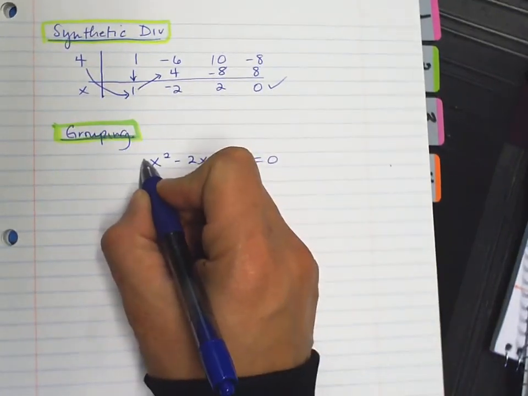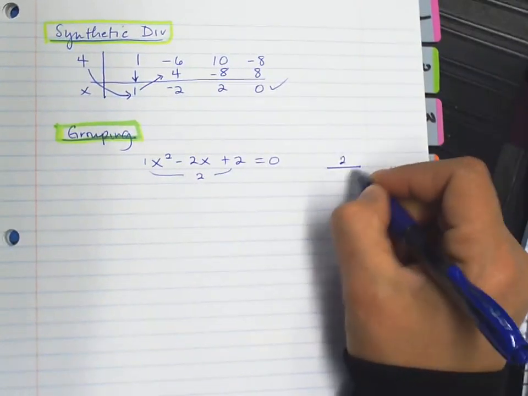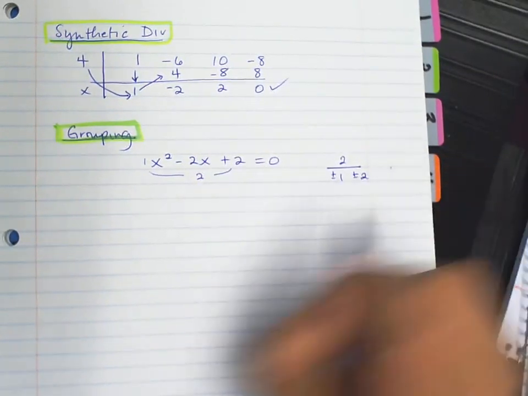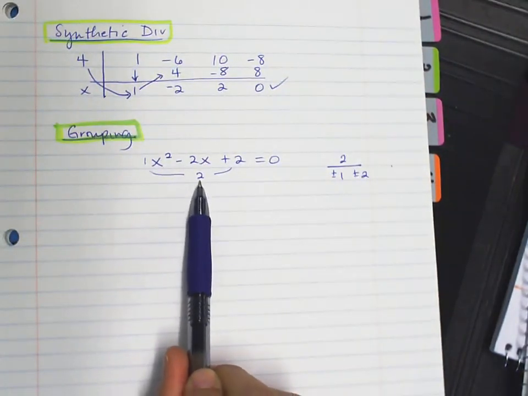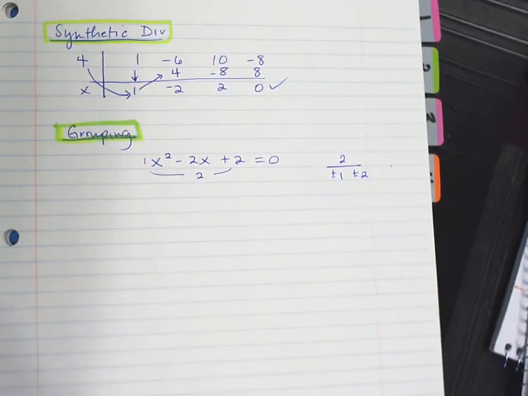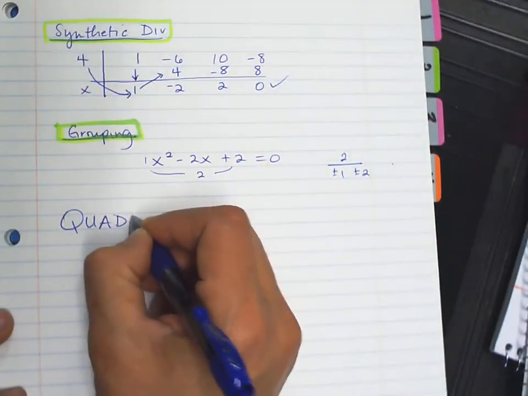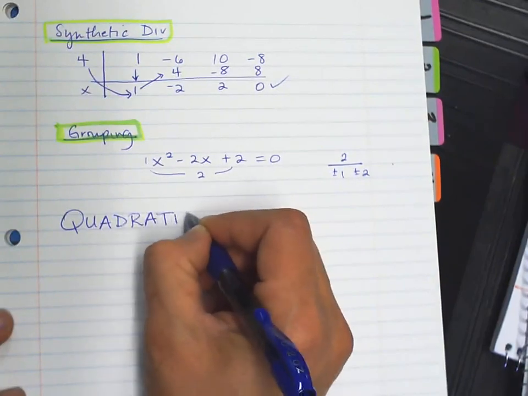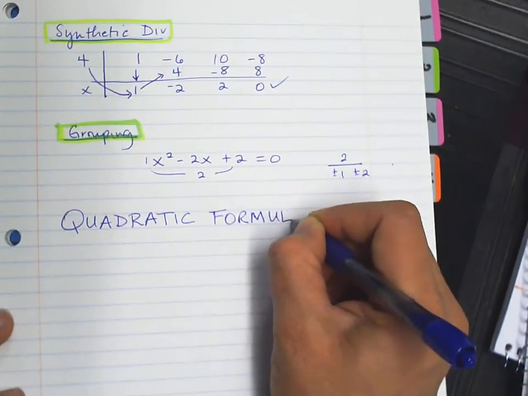All right. Grouping, I multiply first and last. That gives me +2. Factors of +2 are plus or minus 1 times plus or minus 2. Are there factors of 2, and it's positive, that add to -2? So what do we need to do when it doesn't work? We use the wonderful quadratic formula. Yes. Quadratic formula better.